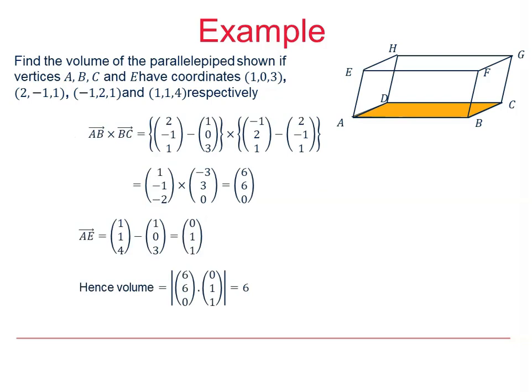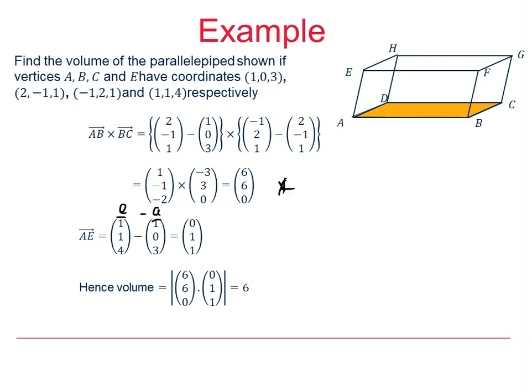Well, here we have the full solution where we calculated AB cross BC as being 6, 6, 0. AE turns out to be, well, this is position vector E minus position vector of A, and that turns out to be 0, 1, 1. So when we form the dot product we get 6, and hence the volume of the parallelepiped is 6.